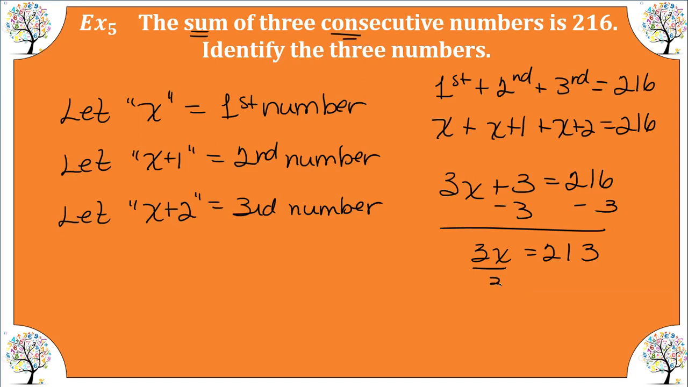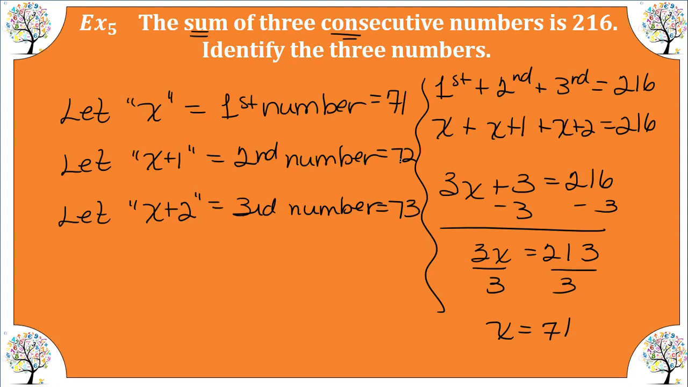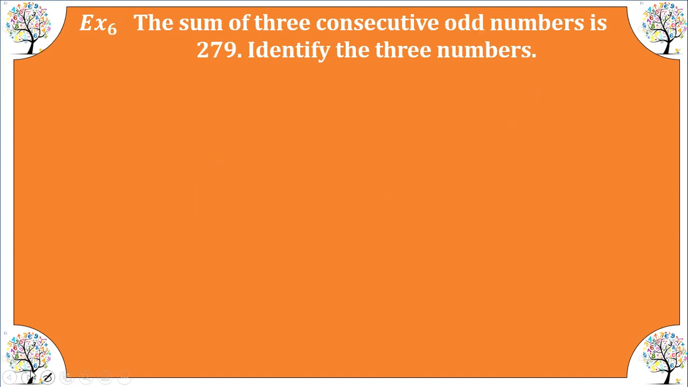And divide by 3. So 3 goes into 213, and into 3, 1. So our first number is 71. And then our next number would be 71 plus 1. We're doing consecutive numbers, so it's right in a row. So 71, 72, 73. And if we were to add these up, we would get 216.